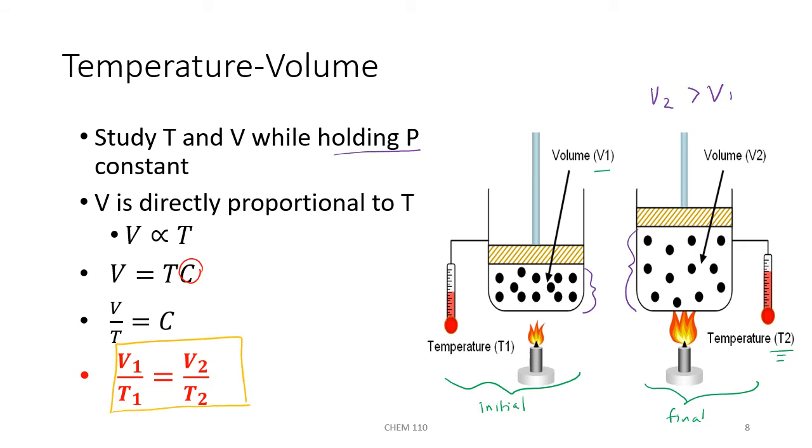V1 over T1 is equal to V2 over T2, where V1 and T1 could represent our initial state, and V2, T2 could represent some final state. And since we're still talking about the same gas and the same number of moles, C essentially cancels out.